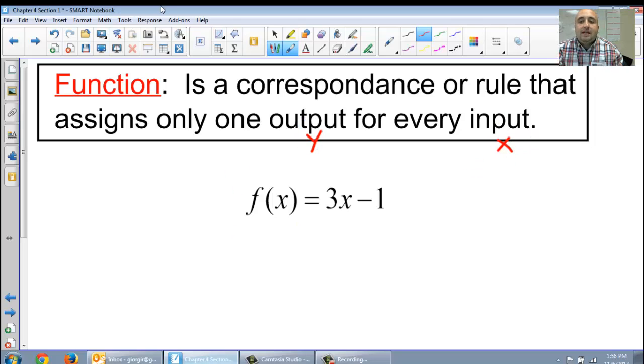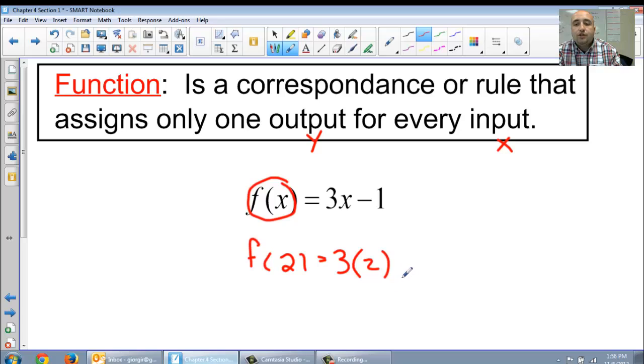So you've probably seen f of x quite often. What f of x means is function. And what we plug into a function are called inputs. So our inputs are x values. Let's say I plug in 2 into my function. That means everywhere I see an x, I'm plugging in 2. So 6 minus 1 equals 5. So f of 2 equals 5.